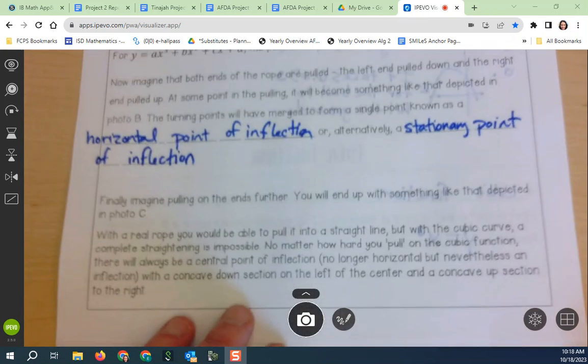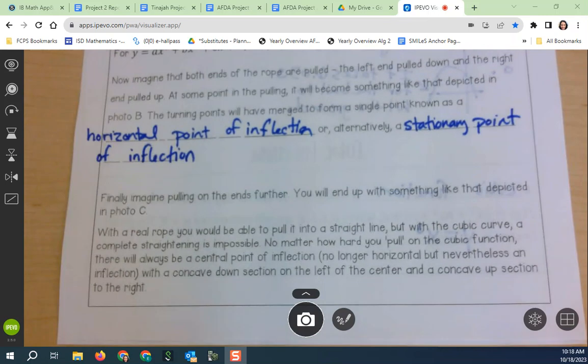Then if you continue pulling the ends of the string, you're going to get something like photo C. If it was an actual rope, you could make a straight line out of it, but a cubic function will never have a straight line. It will always have that curve, that concavity. It just will be so slight that it might be hard to see. All right, when you're ready, turn the page.